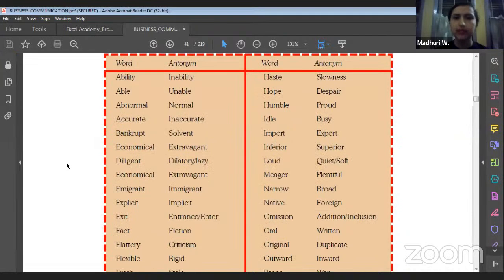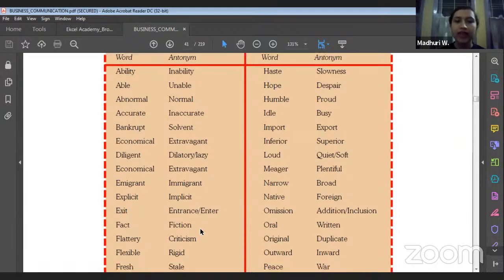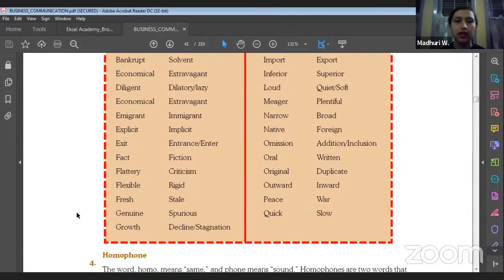So let's take a look at some of them. You have ability. The opposite is what? Inability. Able, unable. Normal, abnormal. Accurate, inaccurate. Bankrupt, solvent, right? So you have emigrant, immigrant, explicit, implicit, exit, entrance, right? Fact, fiction, growth, decline or stagnation, fresh, stale, flexible, rigid, right?